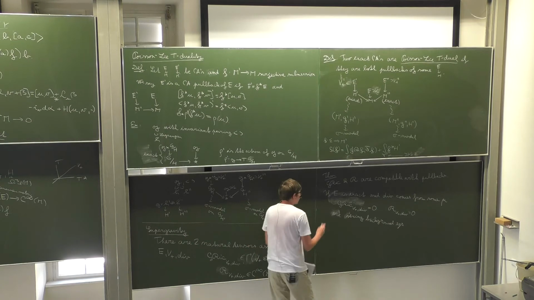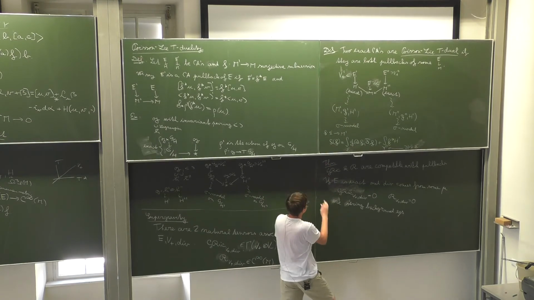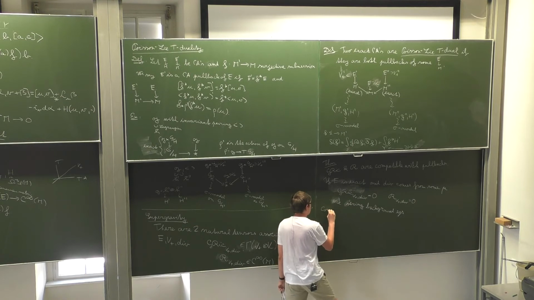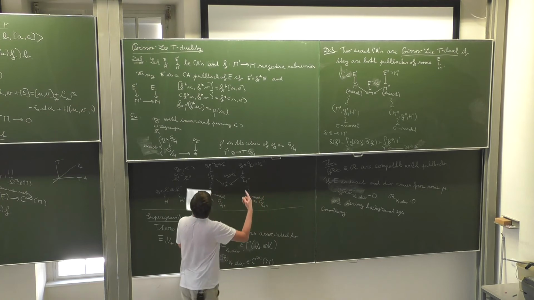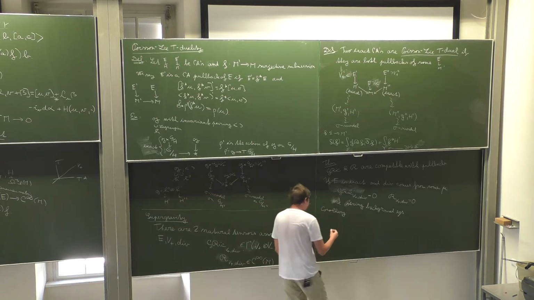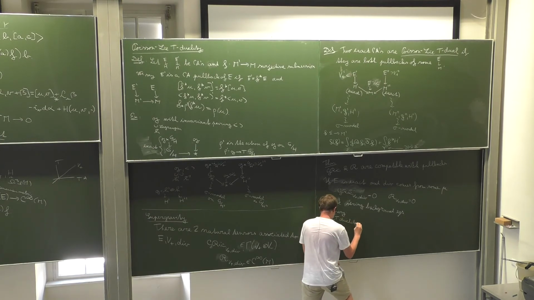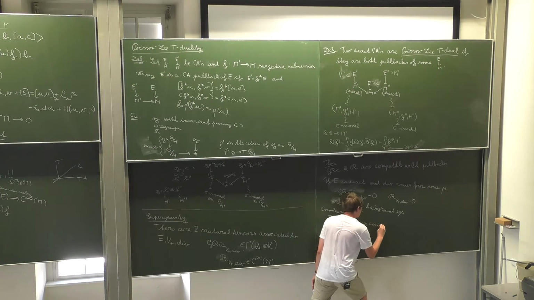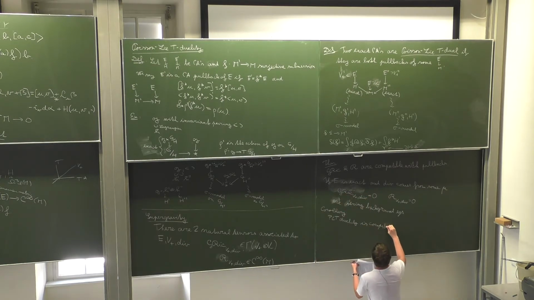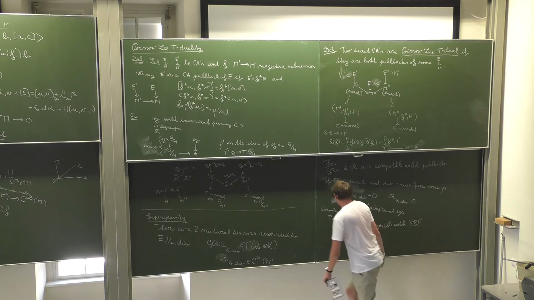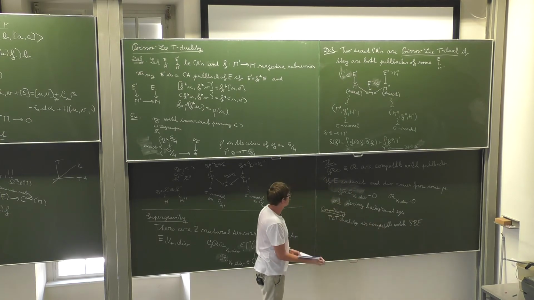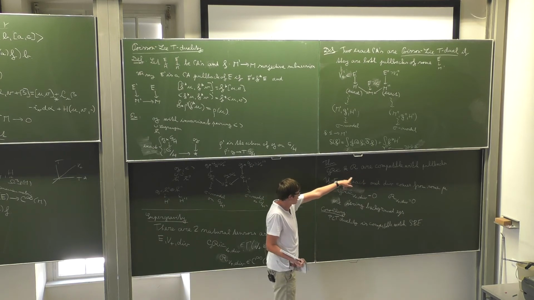Okay, so now I can go to corollaries. The corollary of this fact, that it's compatible with pullbacks, and the fact that Poisson-Lie T-duality is basically just pullbacks, is that Poisson-Lie T-duality is compatible with these string background equations. So that's one corollary. This is just a direct consequence of the fact that this is compatible with pullbacks.